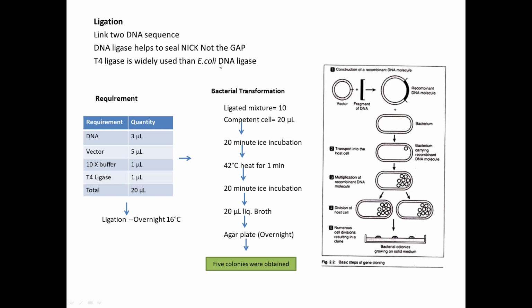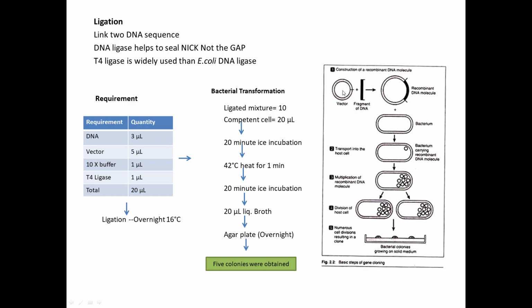And here is the requirement that I use for the ligation. The requirements are, obviously, the DNA and the vector which need to be ligated, 10x buffer, and T4 ligase. For the total I use 20 microliter, and I do the ligation overnight at 16 degrees Celsius.